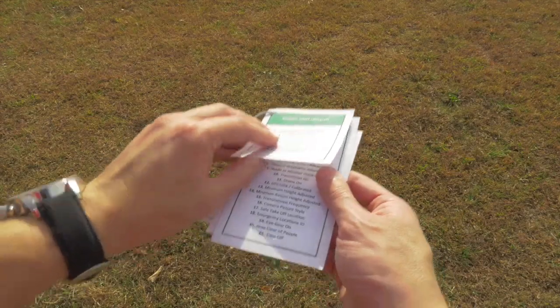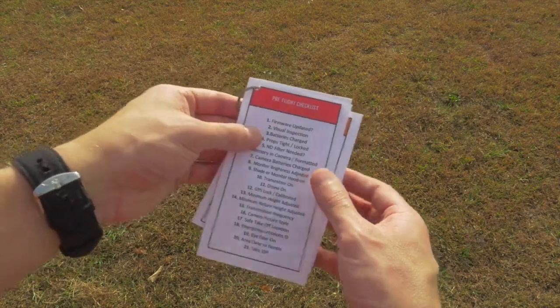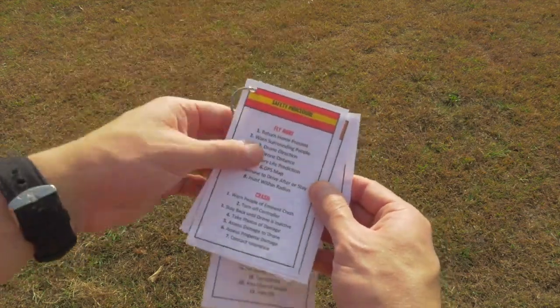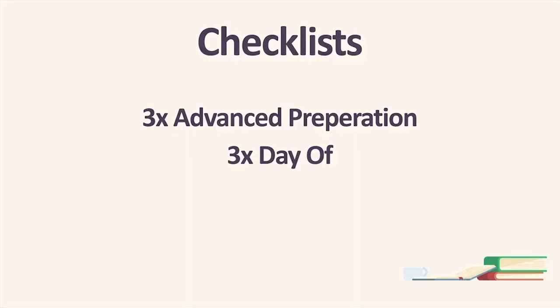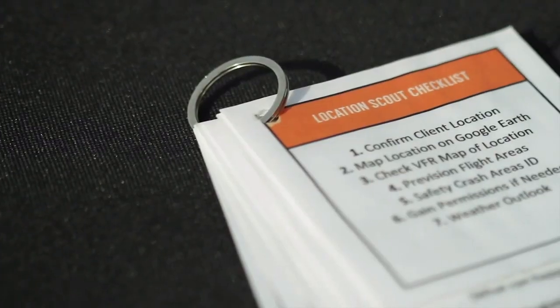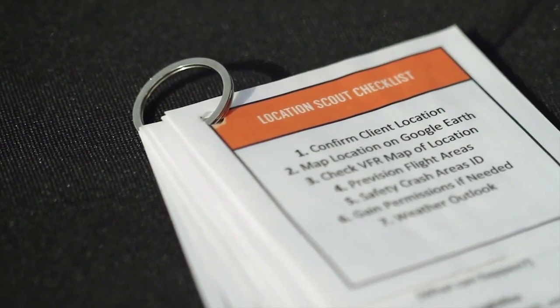I printed out 6 different checklists, I laminated them and placed them on a keyring so I can easily flip through them. 3 of my checklists are advanced preparation checklists and 3 are day of checklists. I'm going to go ahead and review them in the order I normally do before a shoot. The first checklist is a location scout checklist.